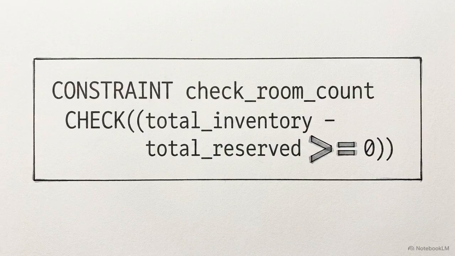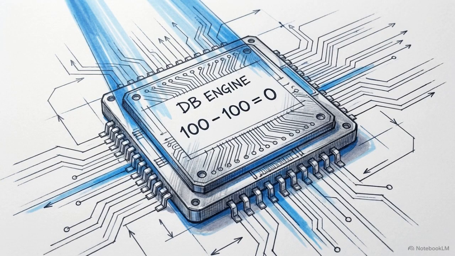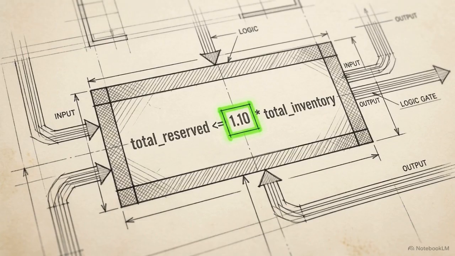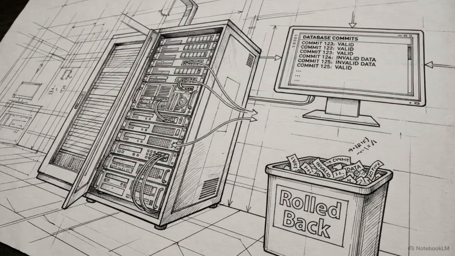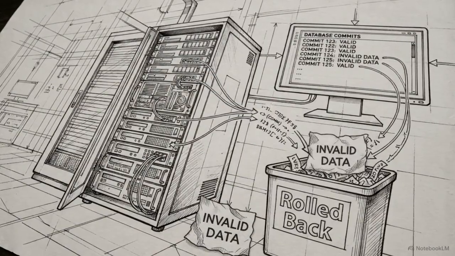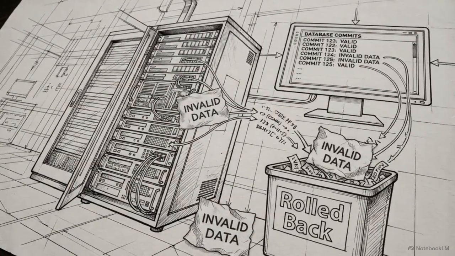This SQL code block displays the actual solution: native database constraints. This constraint forces the database engine itself to evaluate the subtraction at the exact moment of commit. If any transaction pushes the result below 0, the engine rolls it back instantly. To satisfy the business requirement of a 10% overbooking allowance, we simply multiply the total inventory by 1.10 within this exact same SQL constraint. True concurrency defense pushes validation logic down into the ACID database layer, actively avoiding application layer bloat and race conditions entirely.